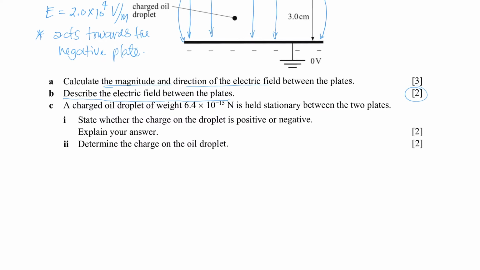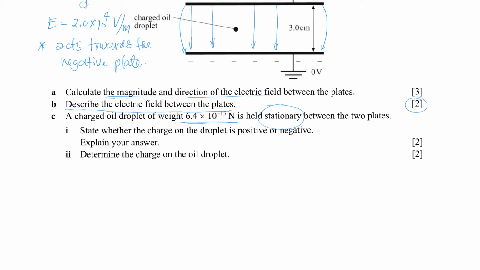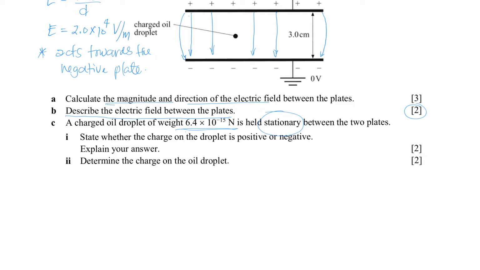Let's go to letter C. A charged oil droplet of weight is held stationary between the 2 plates. Stationary. So from the word stationary, it means that the Fe balances with the weight. And the weight is given here. First question here, state whether the charge on the droplet is positive or negative. So it is 2 marks. You're going to write the explanation.